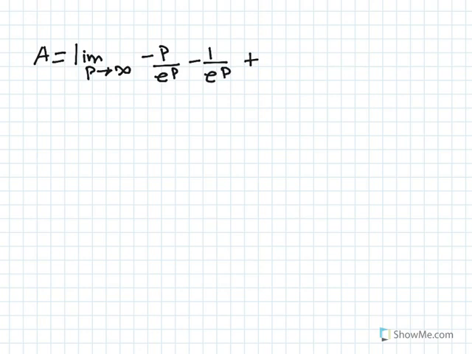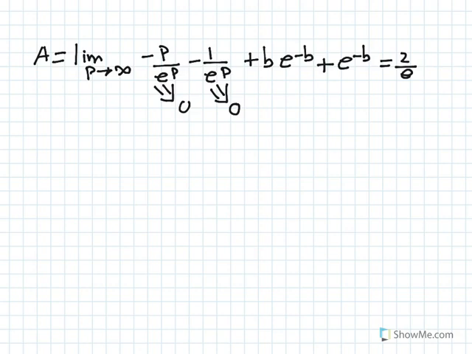So we're left with area is equal to the limit. Let me rewrite that. p goes to infinity of minus p divided by e to the p, minus 1 over e to the p, plus b e to the minus b, plus e to the minus b. The result is 2 over e. And we showed that this ratio is 0, and 1 over e to the p, this ratio is also 0 as p goes to infinity. So if we simplify this, we get area is equal to b e to the minus b plus e to the minus b is equal to 2 over e.